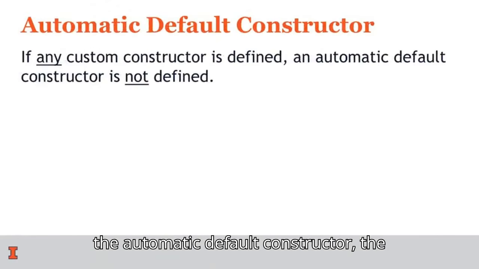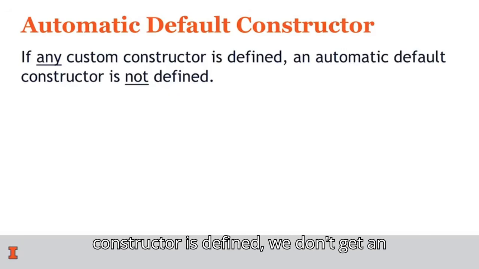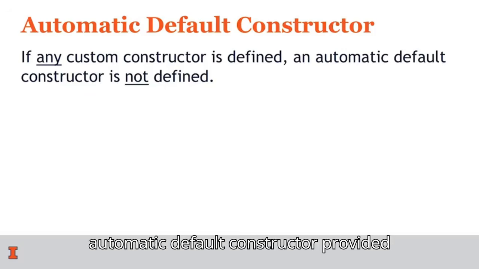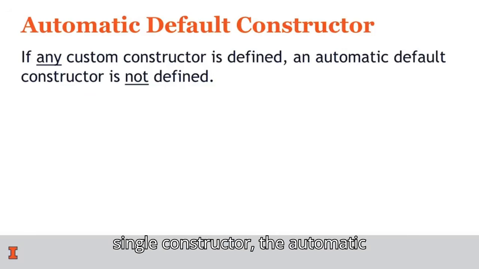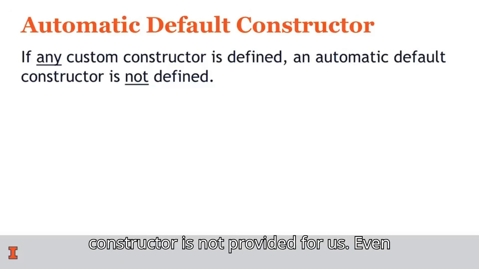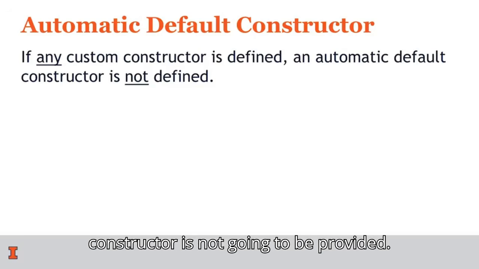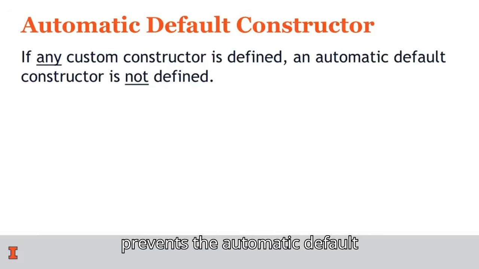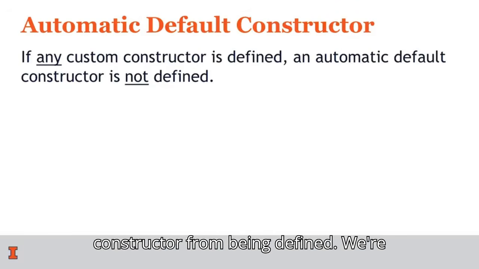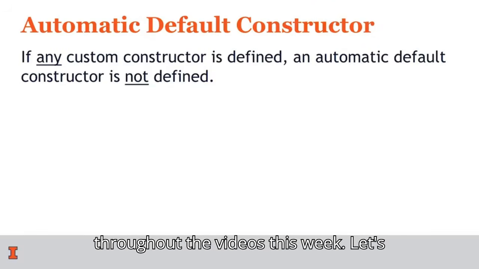We started off by talking about the automatic default constructor, the idea that every class in C++ has a constructor of some sort. If any constructor is defined, we don't get an automatic default constructor provided for us by C++. So if we define even a single constructor, the automatic constructor is not provided for us. Even if we define a custom 3-parameter constructor, the automatic default constructor is not going to be provided. So any constructor at all being defined prevents the automatic default constructor from being defined. We're going to see this trend happen throughout all of the different pieces of the constructor that we're going to see throughout the videos this week.